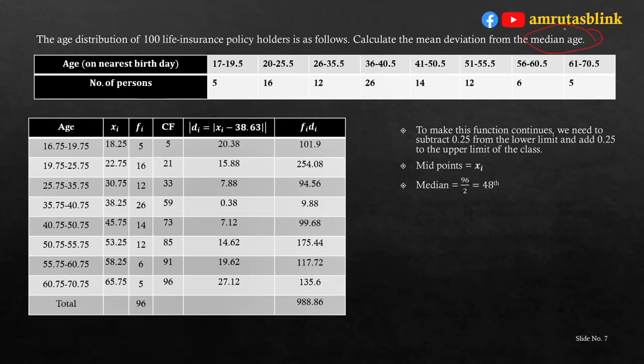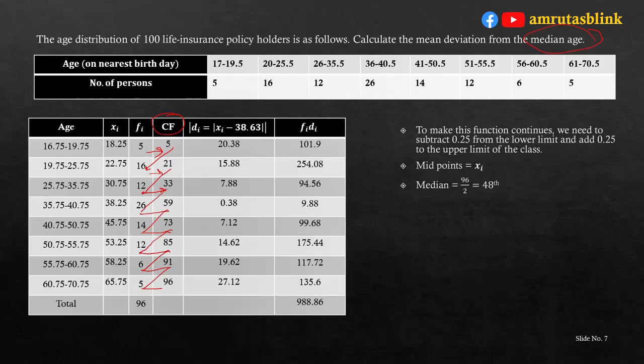Now, in order to find the median, we will calculate the cumulative frequency. So, in the fourth column of the table, we will write down the cumulative frequency. This 5 as it is, then 5 plus 16 is equal to 21, then 21 plus 12 will give us 33, then 33 plus 26 will give us 59, then 59 plus 14 will give us 73, then 73 plus 12 will give us 85, 85 plus 6 will be 91 and 91 plus 5 is equal to 96.